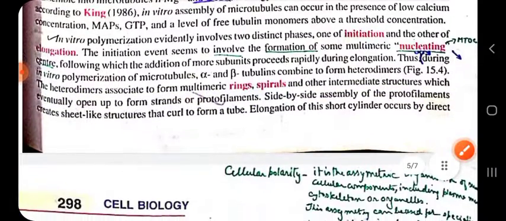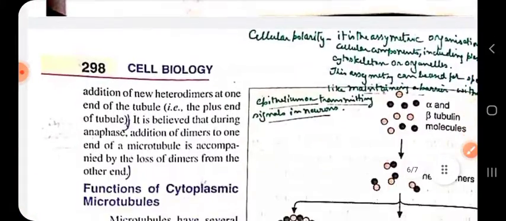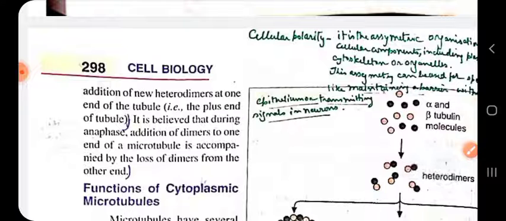Elongation of this short cylinder occurs by direct addition of new heterodimers at one end of the tube, that is the plus end. It is believed that during anaphase, addition of dimers to one end of the microtubule is accompanied by loss of dimers at the other end.